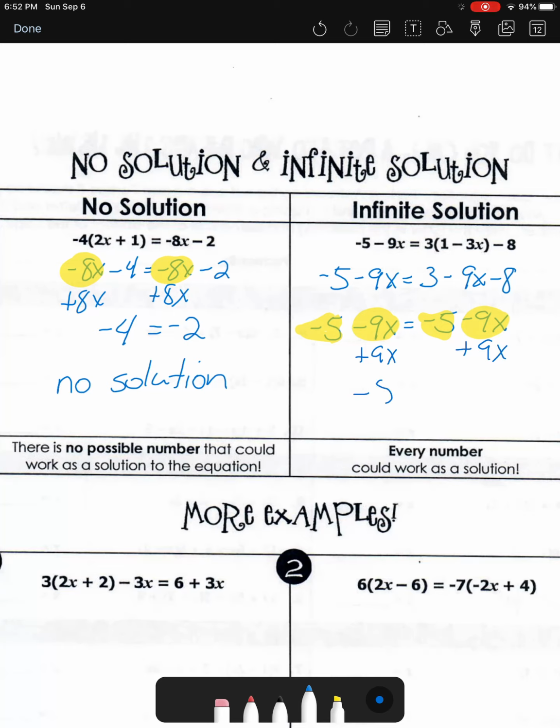You can't see me pointing at it. But the difference is I end up with negative 5 equals negative 5, which is a true statement. So that means this is always going to be the case, because since both sides are the same, it doesn't matter what I drop in for x, both sides are always going to be equal. All right? So this is going to be something called all real numbers.